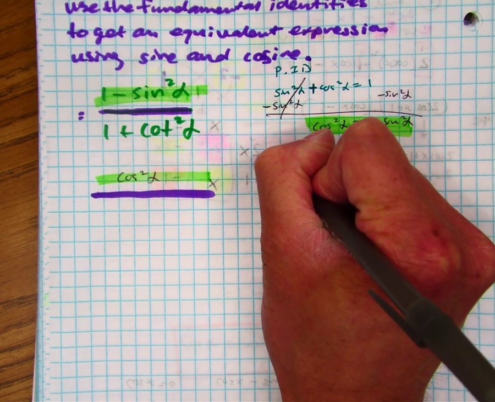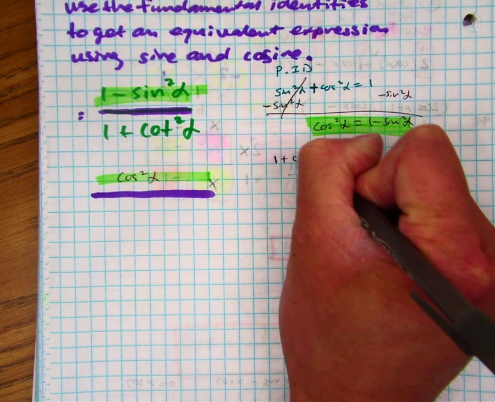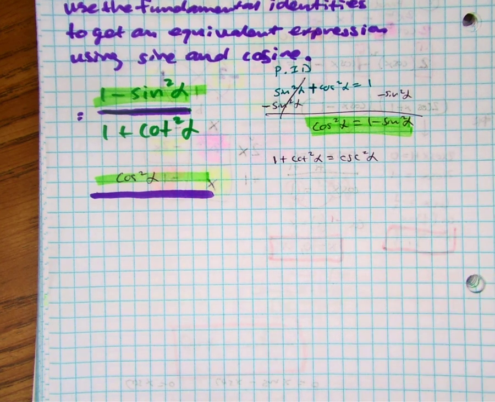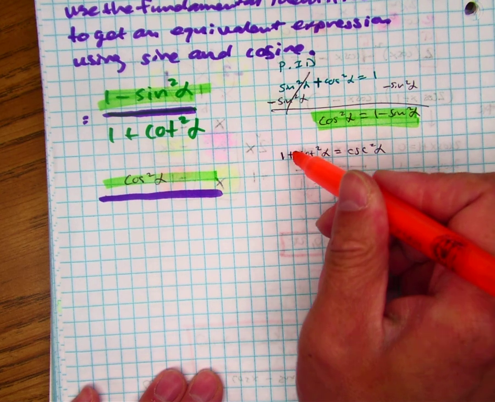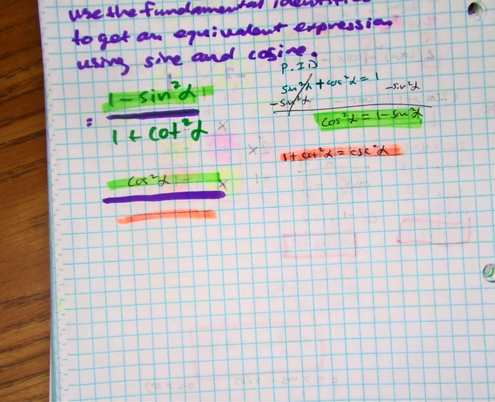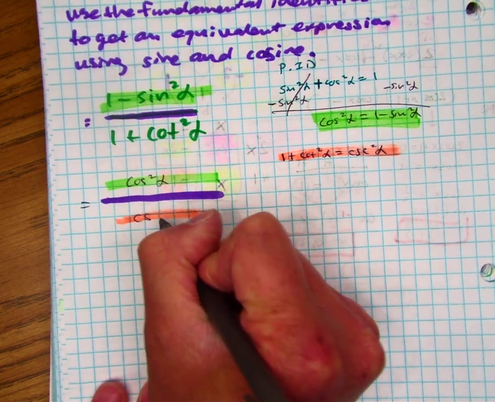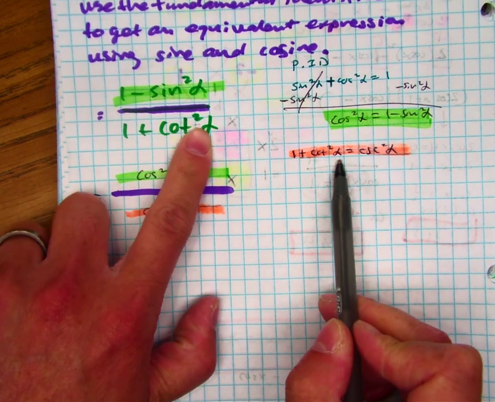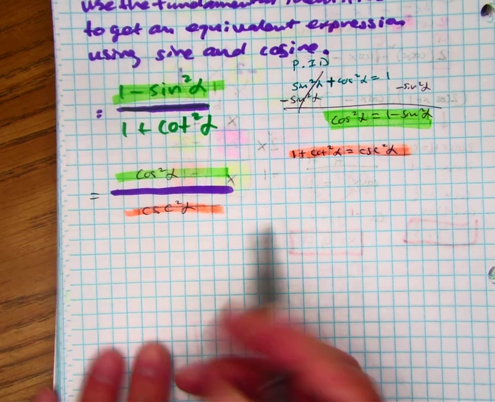What's the Pythagorean identity? 1 plus cotangent squared alpha equals cosecant squared alpha. So I'm going to do another substitution right here. So now I have cosecant squared alpha, right? Every time I see 1 plus cotangent squared alpha, I can write cosecant squared alpha. There it is. Do the substitution.